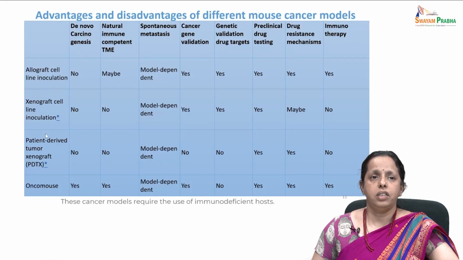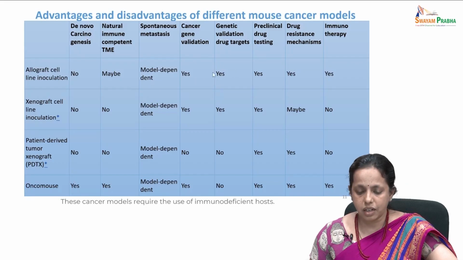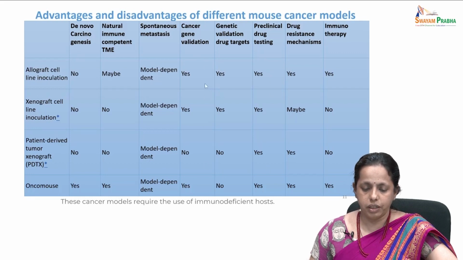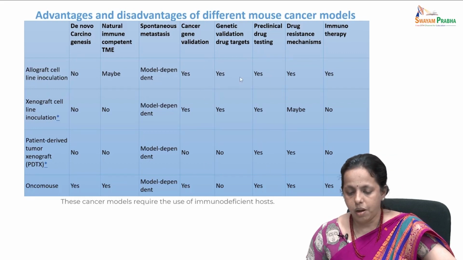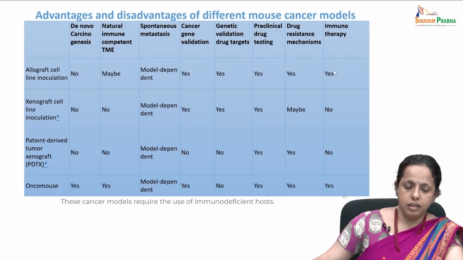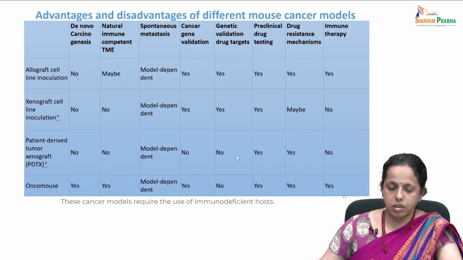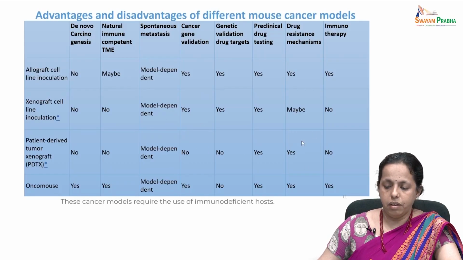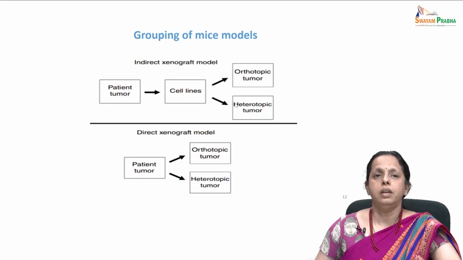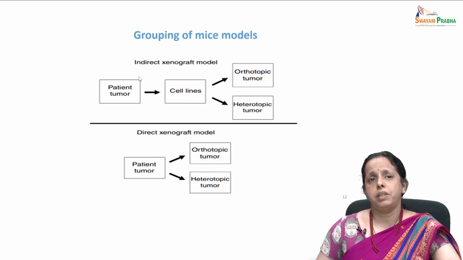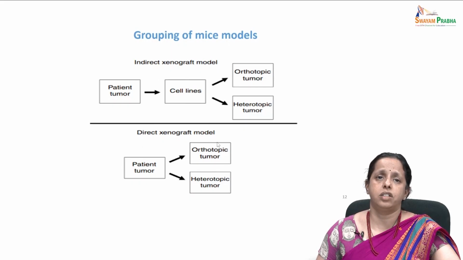So, having the different advantages, we have been able to discuss them here. We can clearly see that the genetic validation of the drugs is possible in all these particular models, and preclinical testing can be done in any of these models. However, other than allograft cell immunotherapy, nothing much of these models have been well utilized. Here again, grouping of the models happens into the indirect xenograft models or the direct xenograft models.